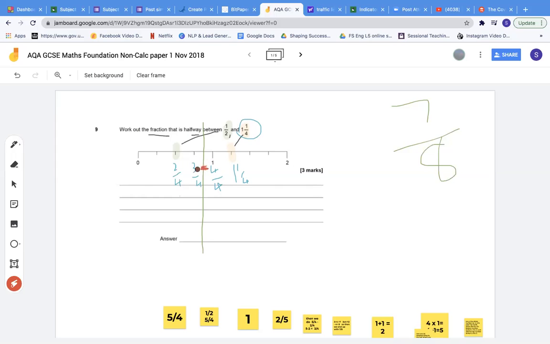Oh, sorry, I apologize. What's the halfway point between 3 and 4? 3.5. Right. Do you remember? So I'm going to put an arrow here, and 3.5 over 4. What did we say about decimals as fractions? It's an improper fraction. So what do we need to do?